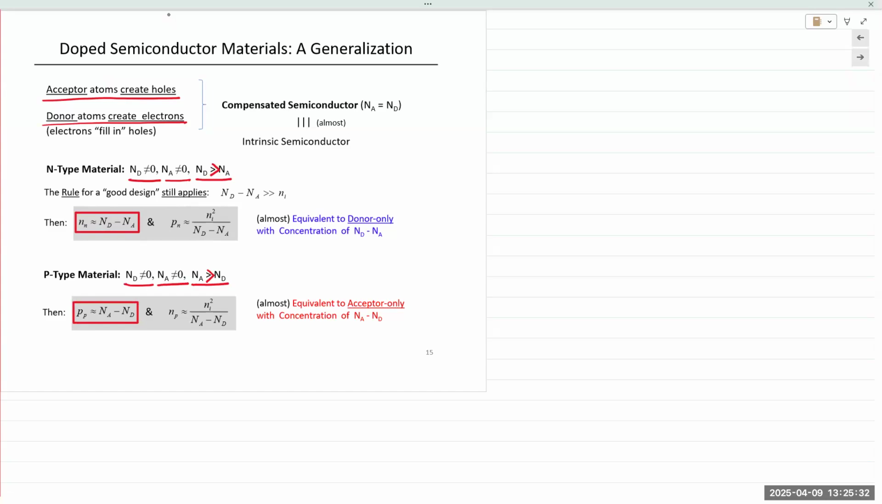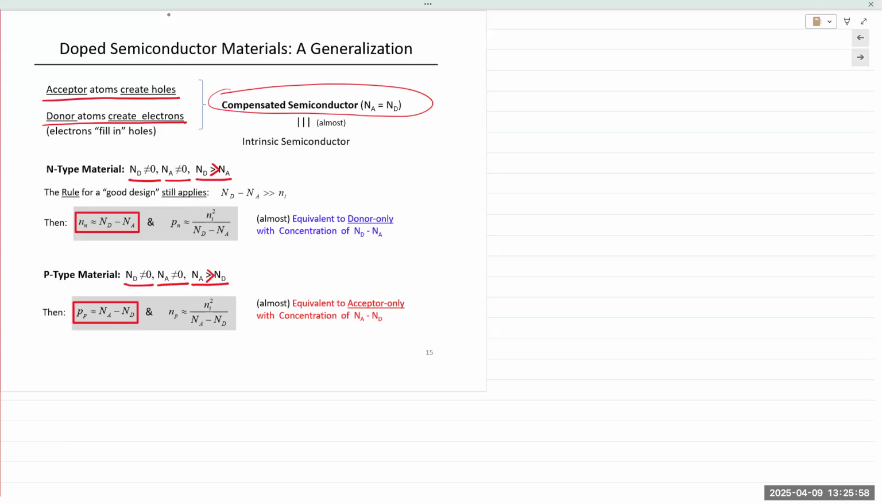Then there was a question about compensated semiconductor. So compensated semiconductor is where the doping profiles of both kinds are almost the same. Okay, almost the same. So we designed it for Na and Nd to be almost equal. And so that is known as a compensated semiconductor. It behaves like an intrinsic material.